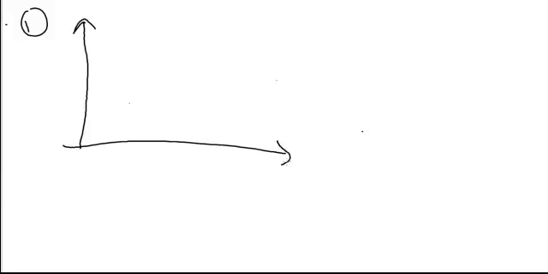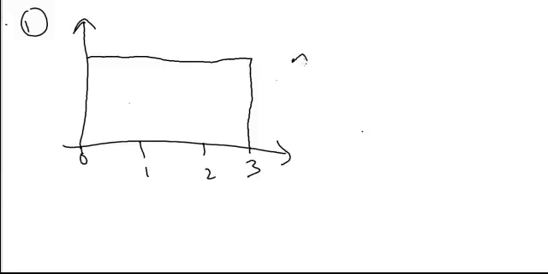For question 1, we have a rectangle. So imagine our axes are like this, and we want to get the area of the rectangle, which is, say, something like this. So this is 0, and we know the length is 3, so that'd be 1, 2, 3, and the height of it is 2, so this would be 1, this would be 2.